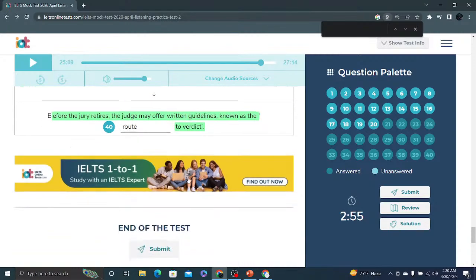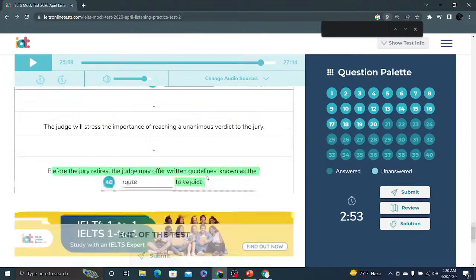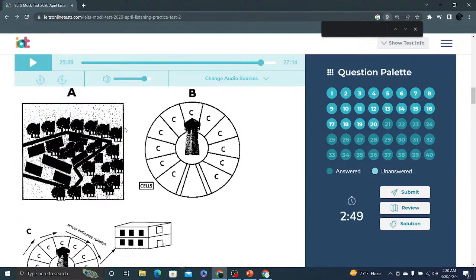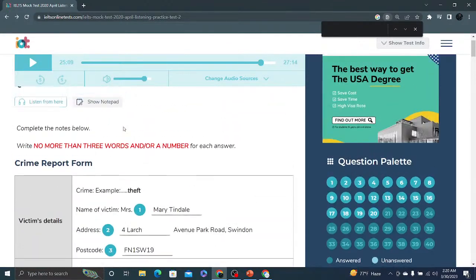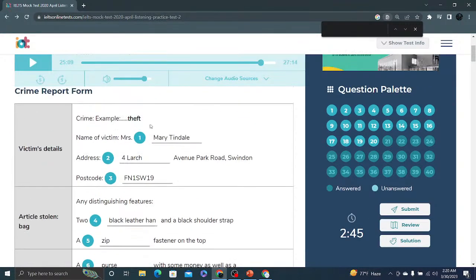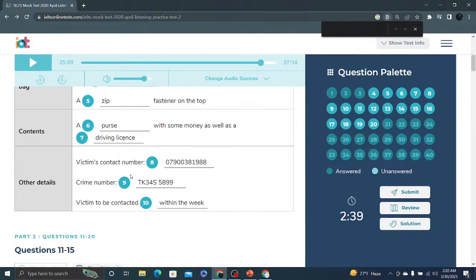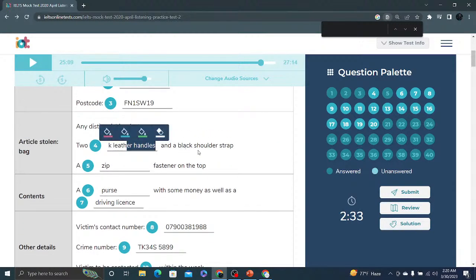Route to verdict, okay? So I hope you got it and you enjoyed this lesson. Okay, before submitting, I need to re-click each answer once again because we ran out of time in the middle of our practice. Just give me a few seconds to re-click.